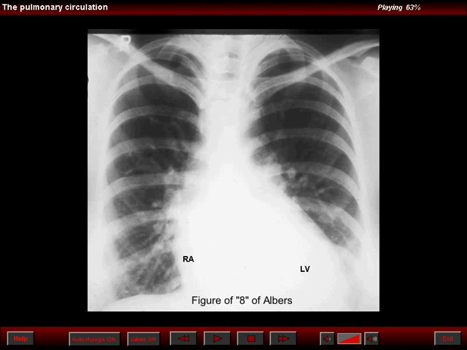The upper part of the mediastinum is widened due to an enlarged superior vena cava and also an enlarged left vertical vein. The lungs are not very hypervascular.